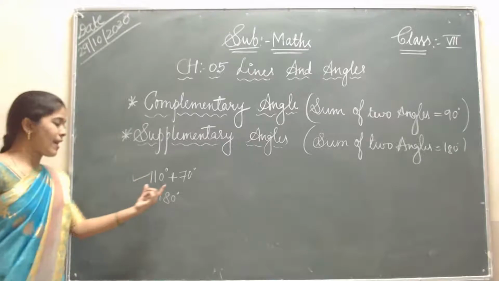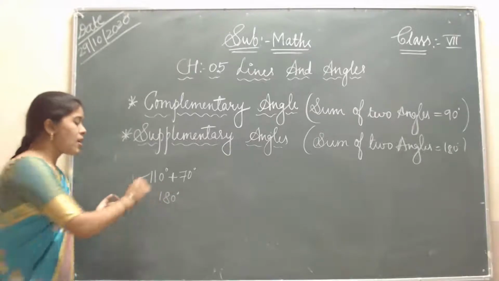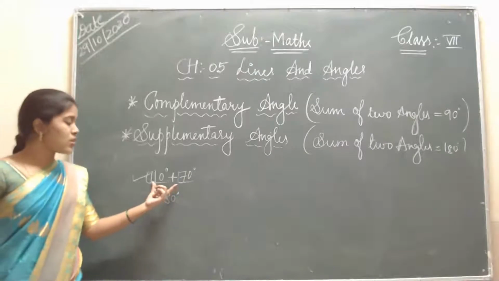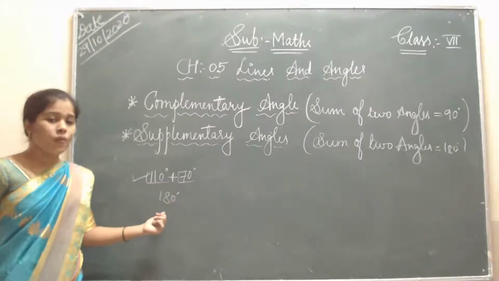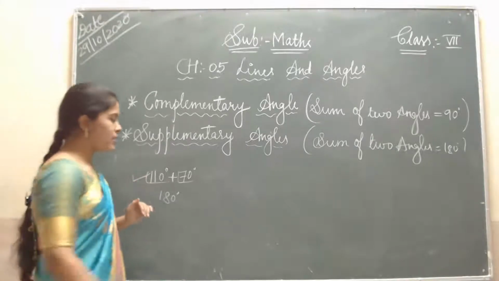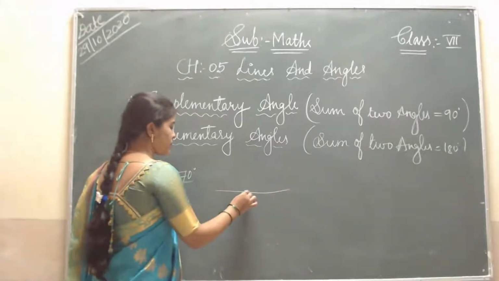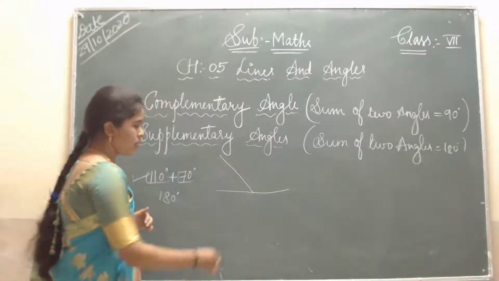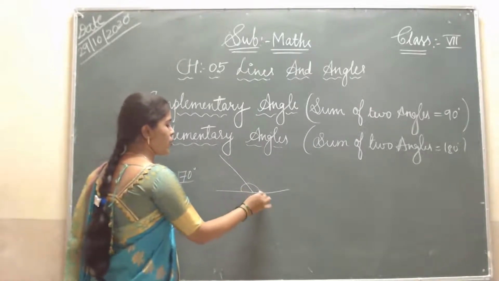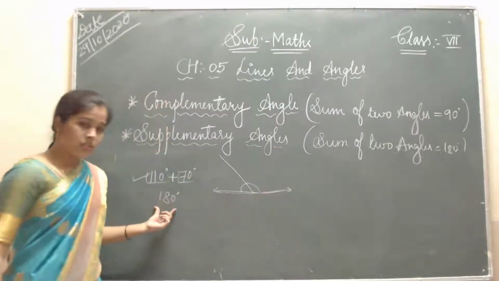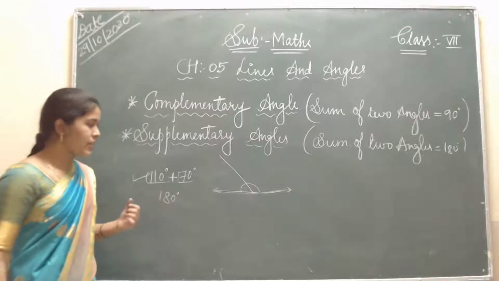The sum of two angles: angle 1 is 110 and angle 2 is 70. The sum of these two angles is 180. So this is nothing but a supplementary angle. See here, there are two angles on a straight line. A straight line always forms a supplementary angle, that is, 180 degrees.